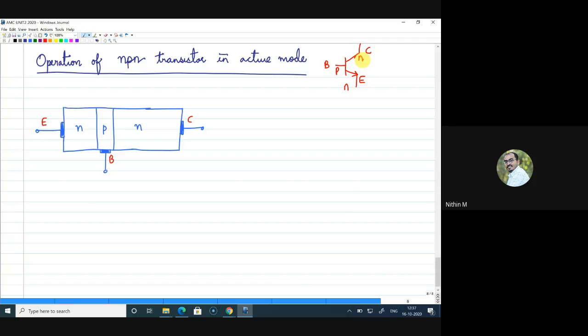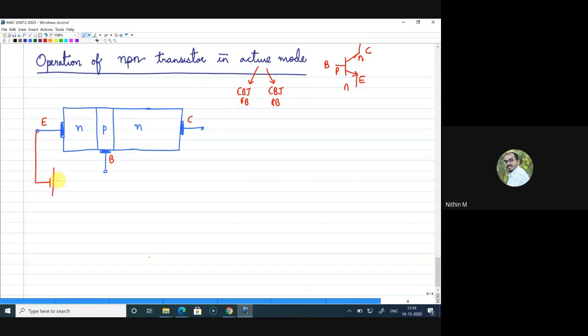Now, since I stated that we'll be looking at the operation of this NPN transistor in active mode, I'll be biasing the two PN junctions in such a way that the emitter-base junction will be forward biased and the collector-base junction should be reverse biased. This is the understanding when we say active mode. Now, to make the emitter-base junction forward biased, I will be connecting.